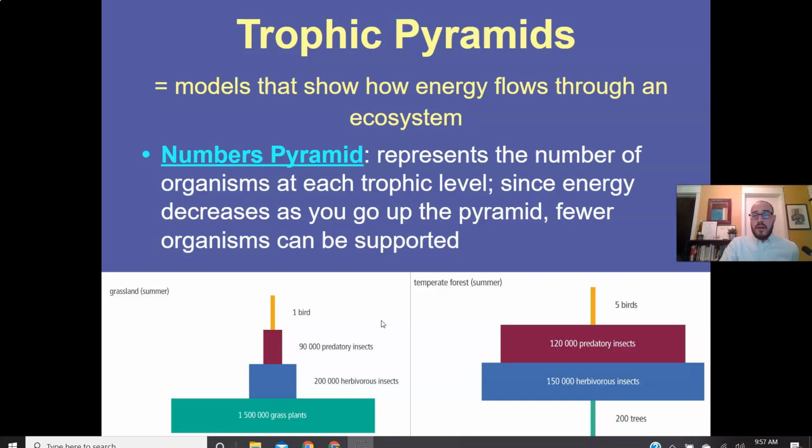Now, the thing here about our temperate forest is see how few trees there are. Well, a tree is really, really big. Okay, so the biomass there would still be huge, but there's only 200 trees that can support a whole lot of insects. Okay, so there's different models to represent these different trophic levels.